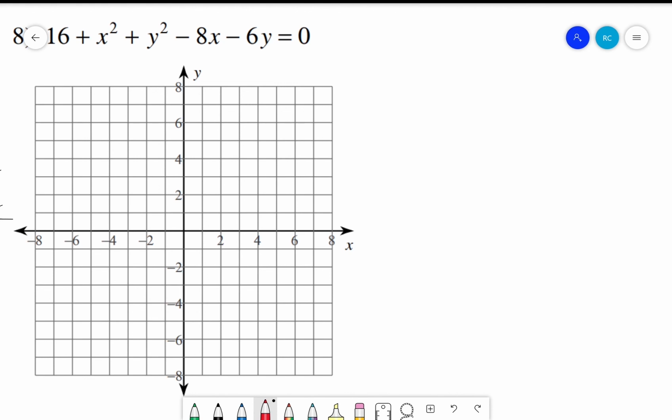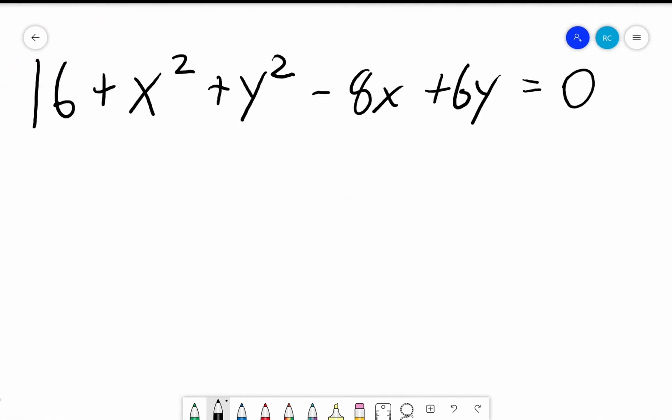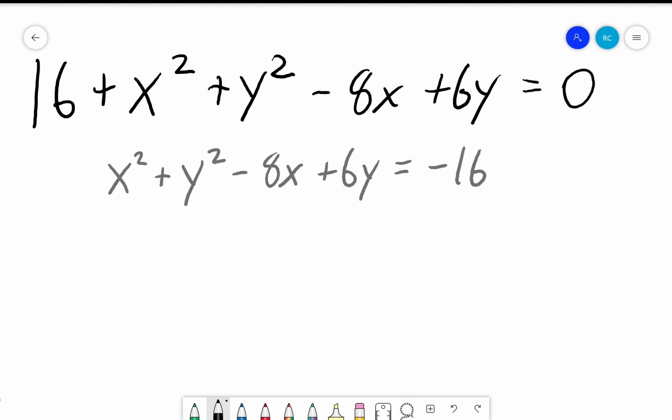All right, number 8 says 16 plus x squared plus y squared minus 8x minus 6y equals 0. All right, same deal. First thing we're going to do is recopy the equation. So I went ahead and copied our equation, and because this is the 4th problem, I'm going to go ahead and start picking up the pace. Step 1, separate variables and constants.